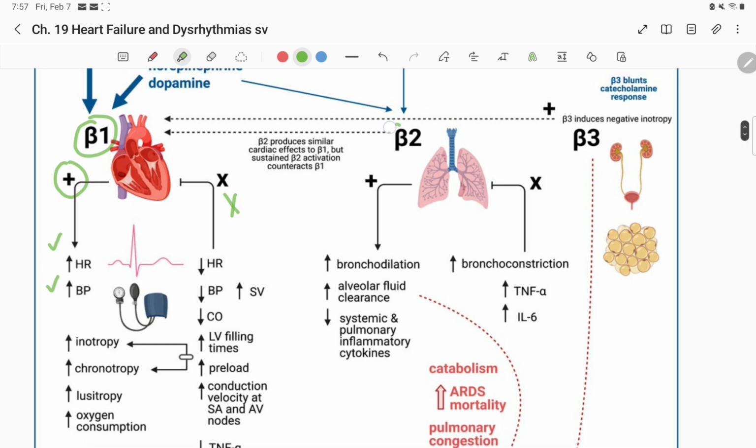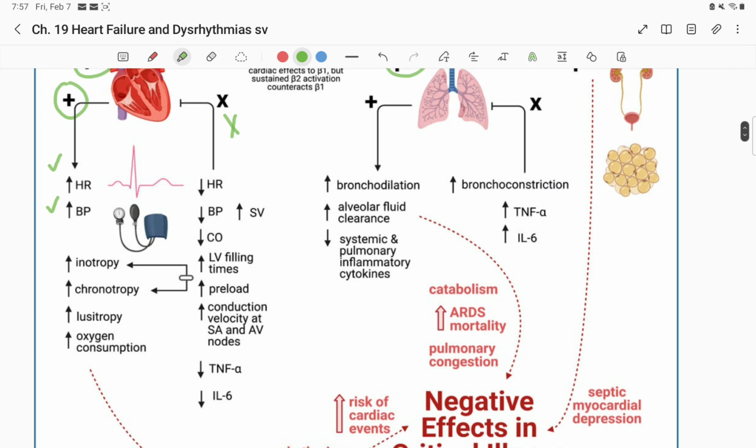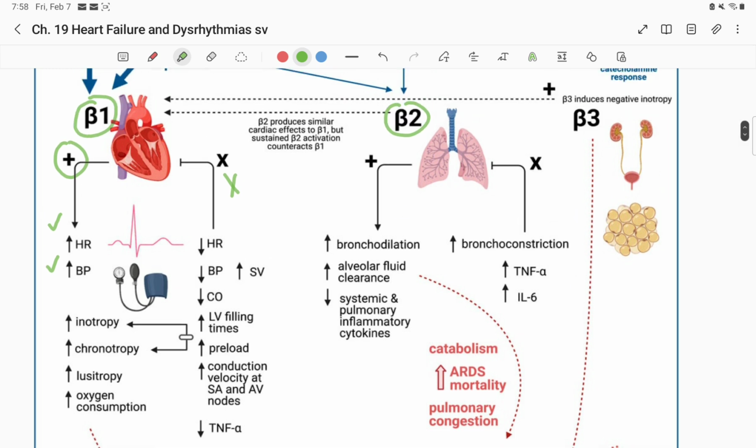Now the beta 2 receptors are found in the lungs, and in the lungs, your sympathetic response, you'll get the bronchial dilation because you want more oxygen and all that to get to the lungs. But anyway, we're going to focus on the beta 1s.